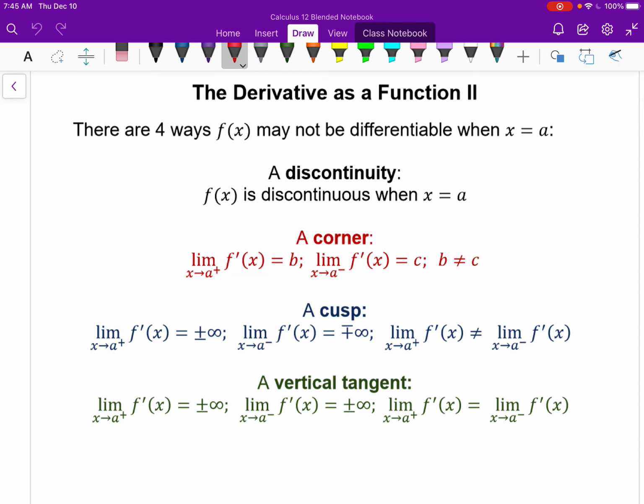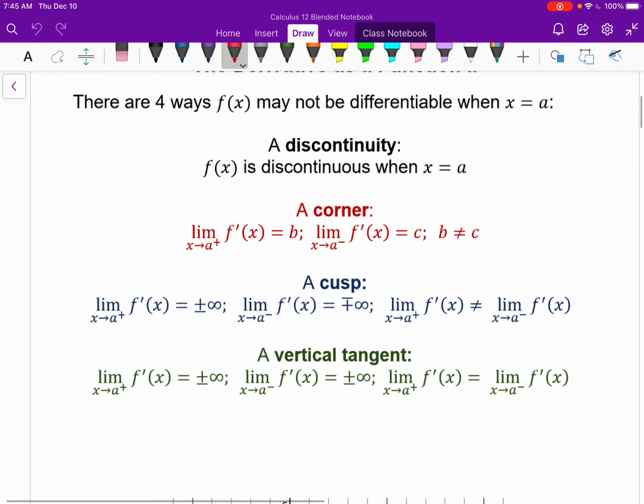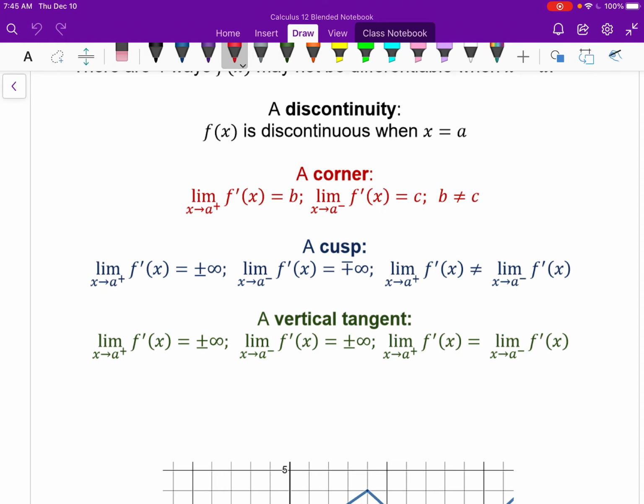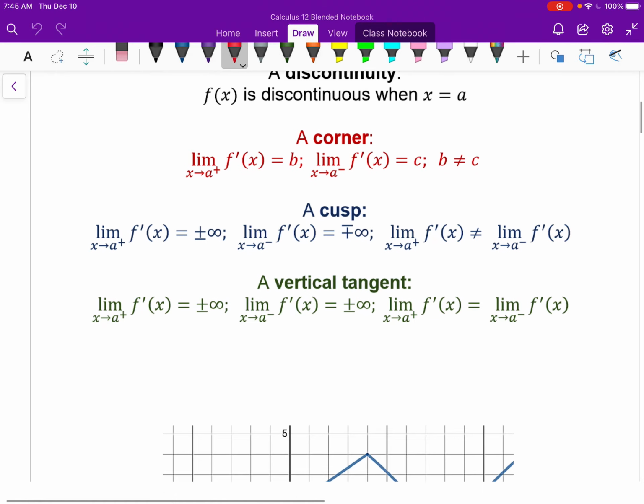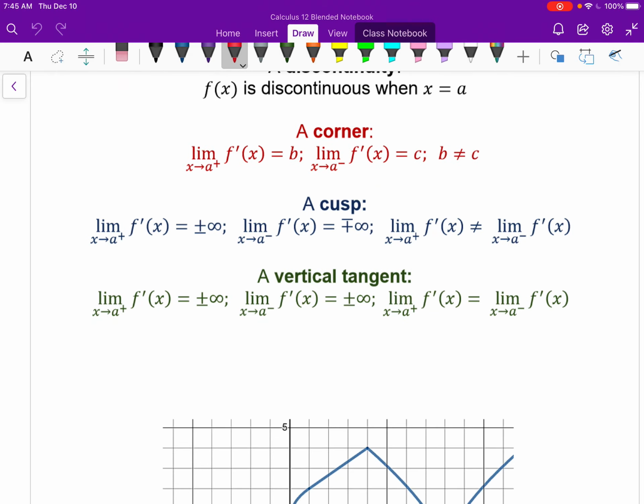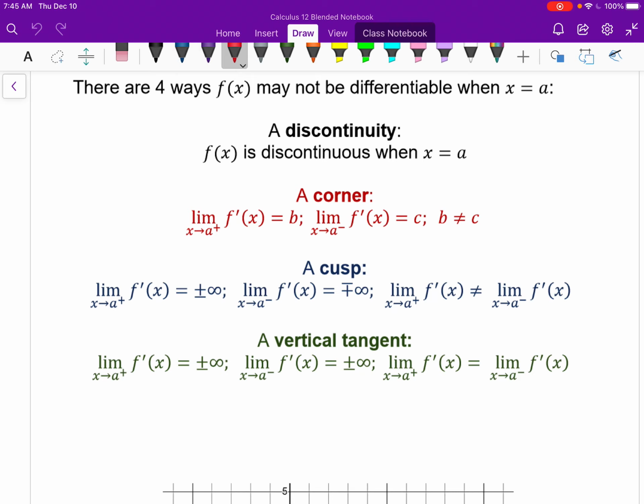Another one is if there's a corner. And one way of understanding what a corner is is looking at the limits of the derivative. For a corner, the derivative exists from the left and the right, but the derivative from the left and the right is not the same. A cusp is when the derivative from the left and the right approaches infinity, positive or negative infinity, but they're still not the same. And then there's a vertical tangent, which is if the derivative as you approach from the left and the right equals either plus or minus infinity, but they are the same. That's it. As expected, this should make a lot more sense with a visual.